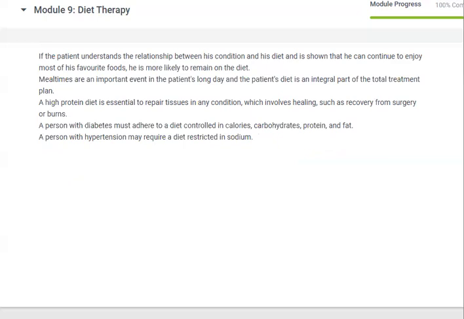Mealtimes are an important event in the patient's long day, and the patient's diet is an integral part of the total treatment plan. A high-protein diet is essential to repair tissues in any condition which involves healing, such as recovery from surgery or burns. A person with diabetes must adhere to a diet controlled in calories, carbohydrates, protein, and fat. A person with hypertension may require a diet restricted in sodium.